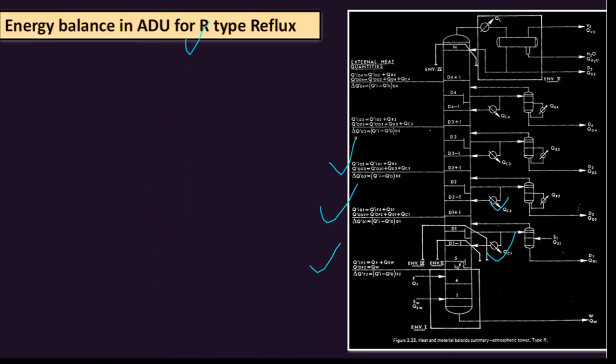In this way we can carry out the energy balances for the A type, U type and R type. So this is all about the energy balance expressions for the A type, U type and R type, where we can find the internal flows of energy with the help of the external energy quantities. Thank you.